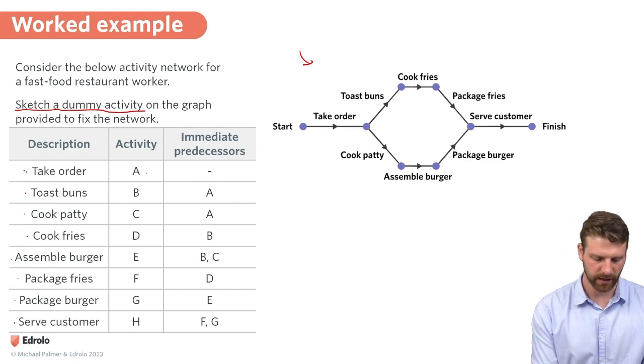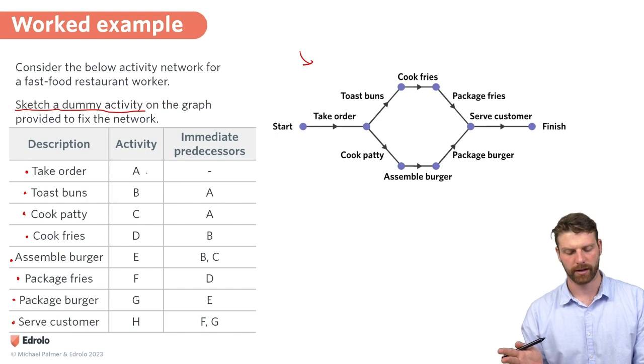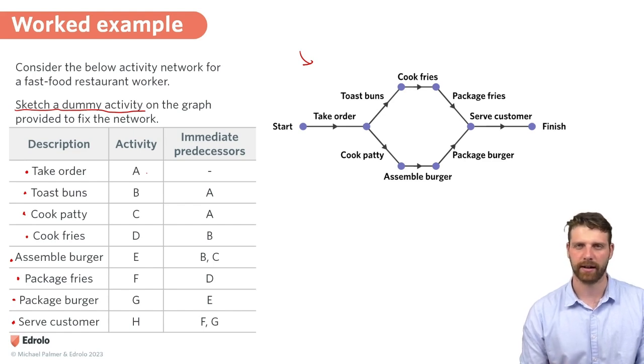We've got all these different tasks: take order, toast buns, cook patty, cook fries, assemble burger, package fries, package the burger, and serve the customer. So, okay, that's great. What we want to do when we need to find a dummy activity is to look for a shared immediate predecessor and an activity that has an additional immediate predecessor.